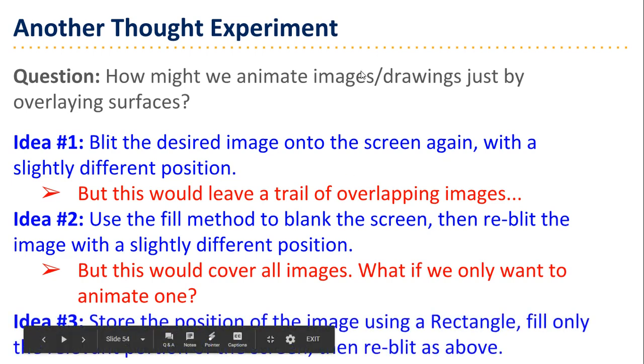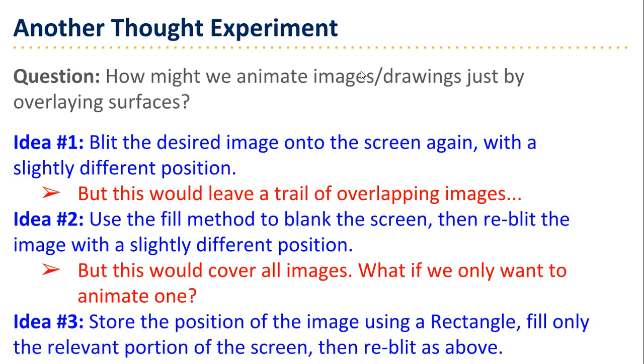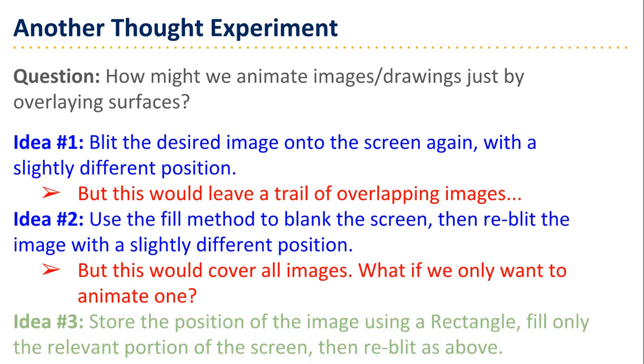Okay, we have idea number 3. And the idea here is we can store the position of the image using a rectangle. That's a feature of Pygame we haven't learned about yet. And then fill only the relevant portion of the screen. So instead of just covering the entire screen, maybe we can cover just a portion of the screen and then reblit the image. And that would allow us to change the position of the image and yet leave everything else in place. And in fact, this is the idea that we're going to use.